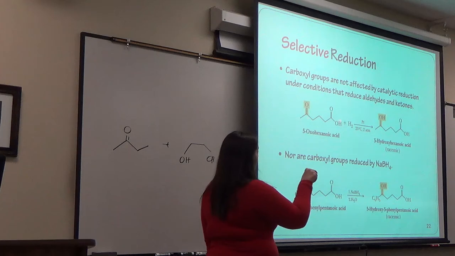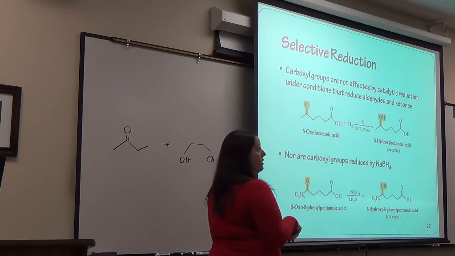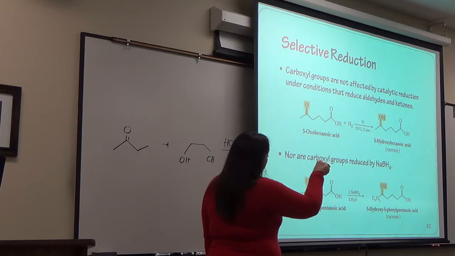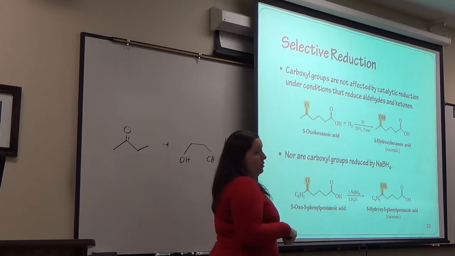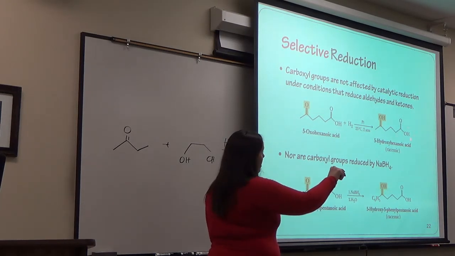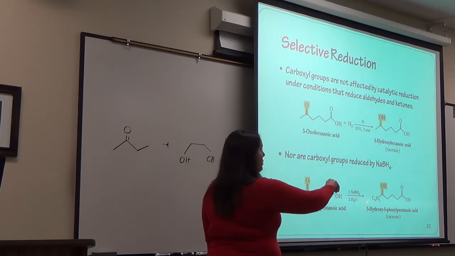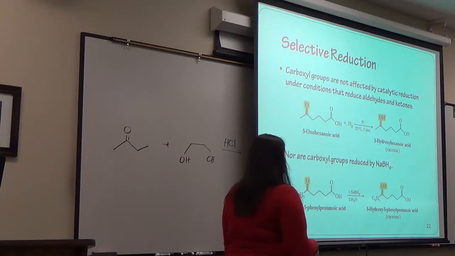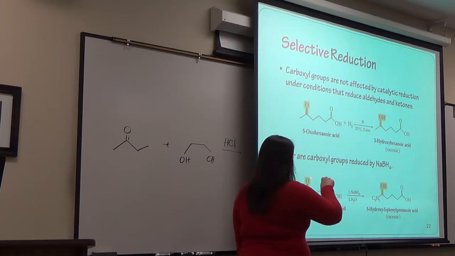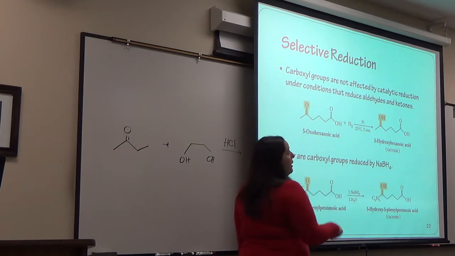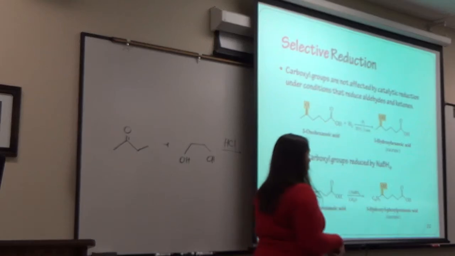So let's say that we had 5-oxohexanoic acid, and we do the catalytic reduction here. Only the ketone is going to be reduced. Nothing is going to happen to the carboxyl group. Same thing with the sodium borohydride. Here you have 5-oxo-5-phenylpentanoic acid. Only the ketone gets reduced. Nothing happens to the carboxyl.